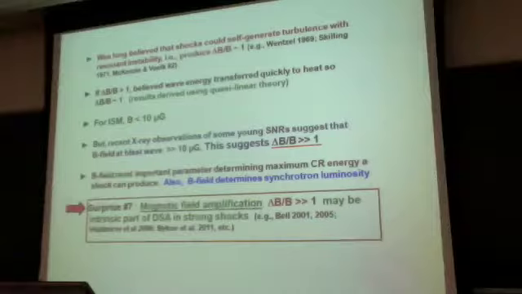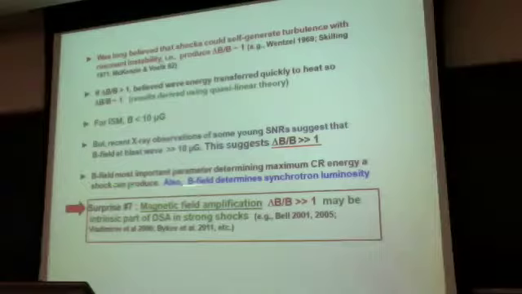But then these observations that I showed you, and others, started to suggest that supernova remnants had magnetic fields at the outer shock wave which were 10, maybe 50 times larger than the ISM field, which suggested that delta B over B somehow became much, much greater than 1. So this is a very interesting process. And this is called magnetic field amplification.